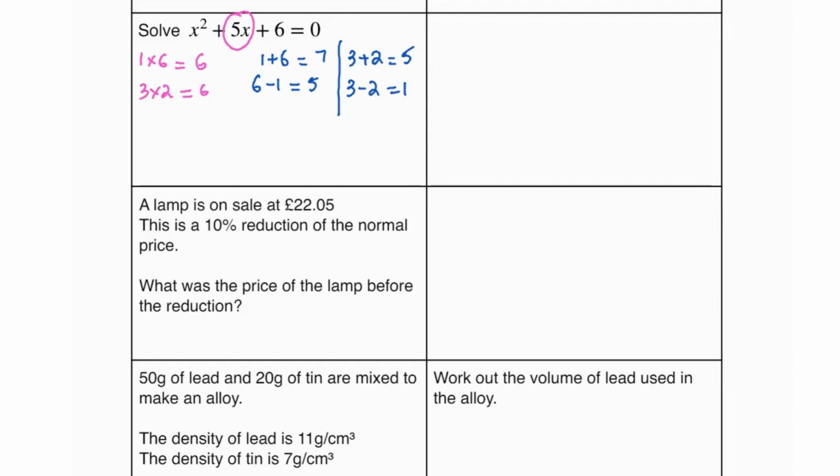So if we use 6 and 1 first, what we're going to do is replace the middle term, which is 5x, with plus 6x minus x.